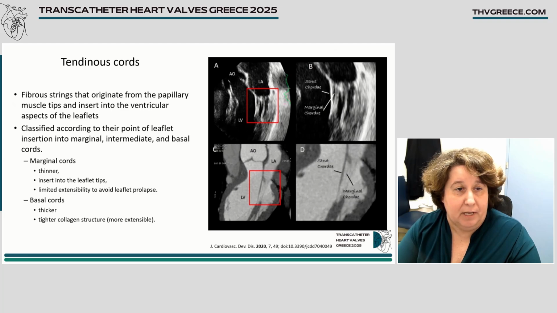Moving on to the tendinous cords, these are fibrous strings that originate from the papillary muscle tips.